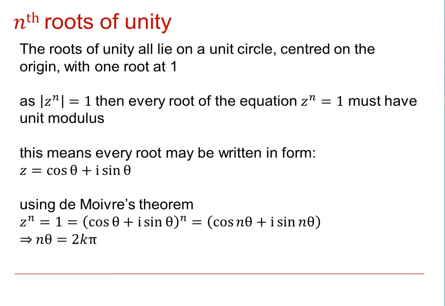It also means that every root may be written in the form z equals cos theta plus i sin theta, the modulus being just 1. Using de Moivre's theorem, which we looked at in the previous series, z to the n equal to 1 equals cos theta plus i sin theta all to the n, which equals cos n theta plus i sin n theta. This implies that n theta must be 2k pi.